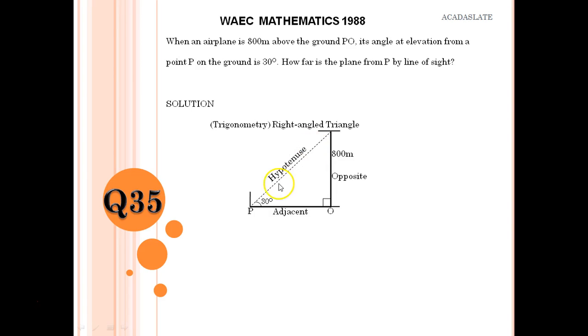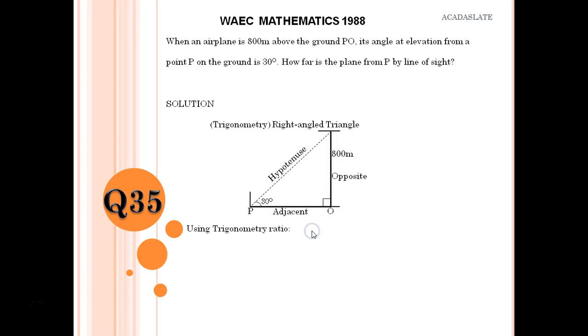In the right angle triangle here, this side, the hypotenuse, is usually the longest side, which is the side opposite to the right angle, which is 90 degrees. It's already written here. And this side, 30 degrees here. And since this angle is 30 degrees, then this side becomes the opposite, because it is opposite to the angle in question, which is 30 degrees. And the remaining side, PO here, becomes the adjacent. And what we are asked to find, how far is the plane from P by line of sight. So from the diagram, we are asked to find the hypotenuse.